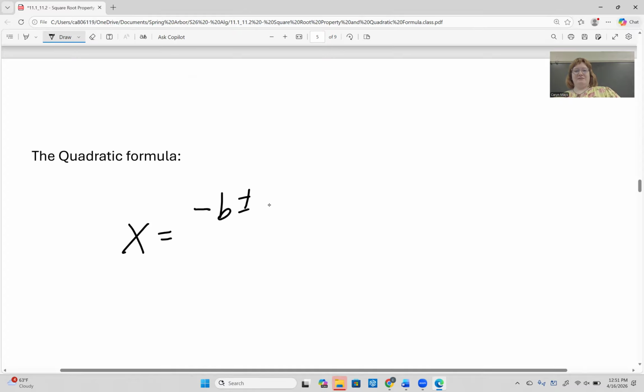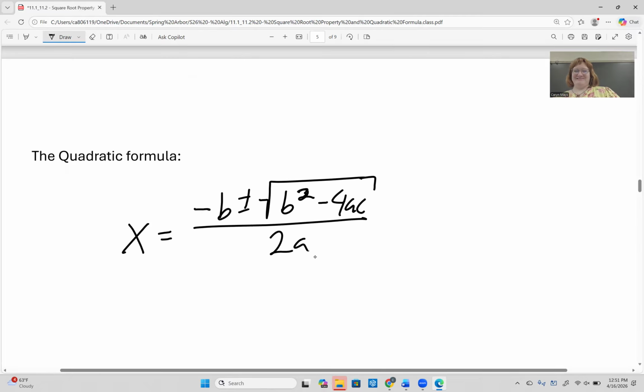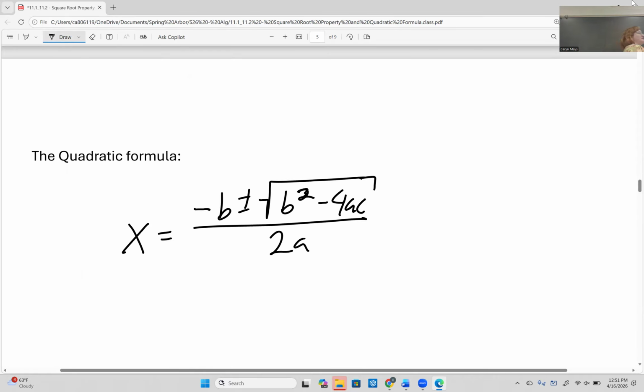Plus or minus the square root of b squared minus 4ac all over 2a. I'll go back. It's negative. Yeah. Are you on Zoom? Yeah, I was not doing that. That's okay. We have it now.